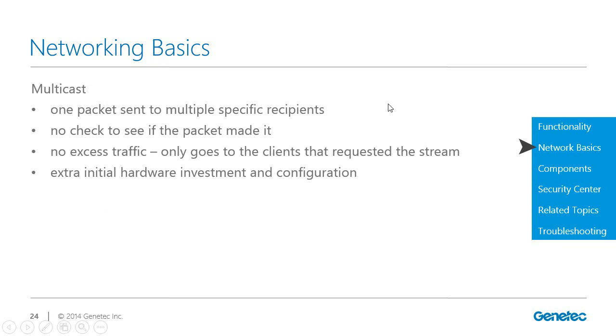Looking at multicast, this is really taking the whole system to the next level, where the packets are sent to multiple receivers, and similarly there's no check to see if the packet made it to the receivers. Using multicast, packets only go to the receivers that request them, so it's very efficient and doesn't cause excess traffic on the network. Now there are some extra features that you're going to need on your hardware to be able to use multicast communication on the network, which we'll take a look at in a minute.